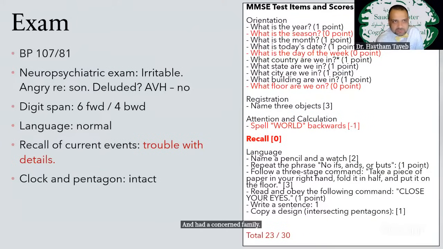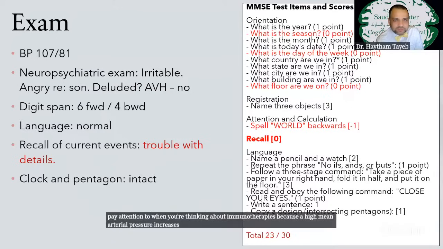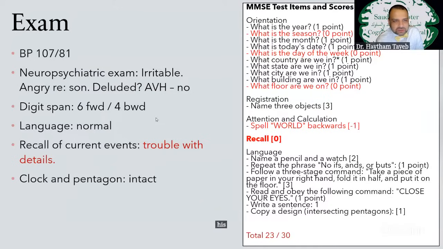This was his exam. His BP was all right, which again, blood pressure is one of the things you pay attention to when you're thinking about immunotherapies, because a high mean arterial pressure increases your risk of ARIA. His digit span showed intact attention. He was attentive throughout the interview. He had some trouble recalling details of current events, and this is his mini mental status examination.